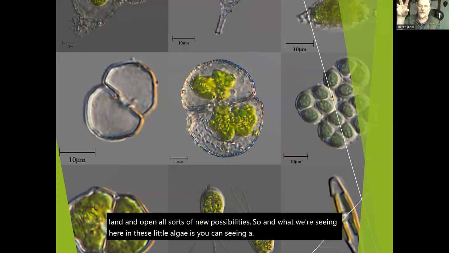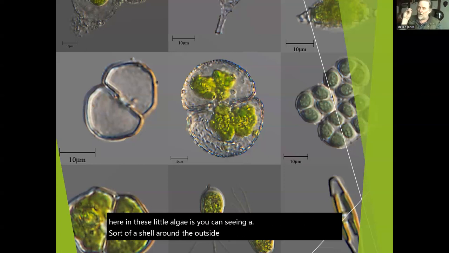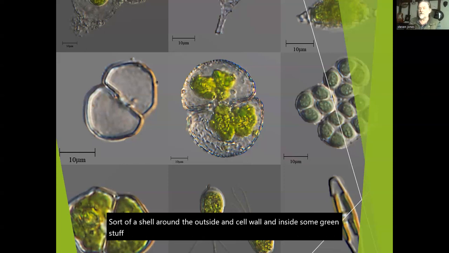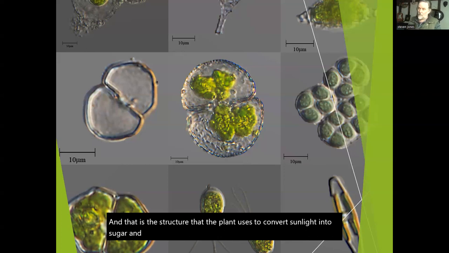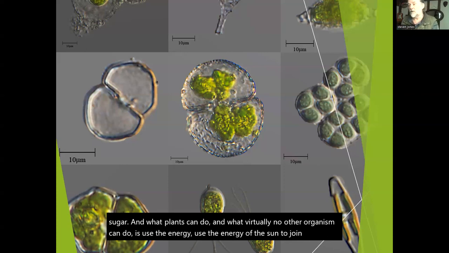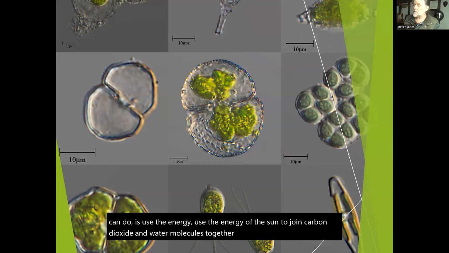And what we're seeing here in these little algae is a sort of shell around the outside, a cell wall, and inside some green stuff. And of course, that green stuff is chlorophyll. That is the structure that the plant uses to convert sunlight into sugar. What plants can do, and what virtually no other organism can do, is use the energy of the sun to join carbon dioxide and water molecules together, which makes a simple form of sugar.